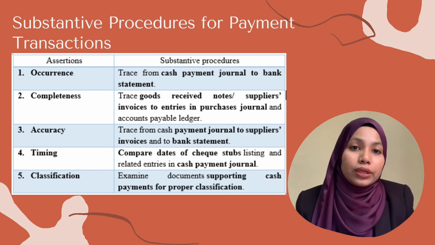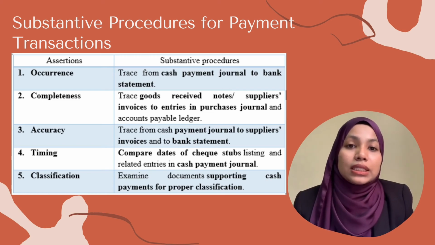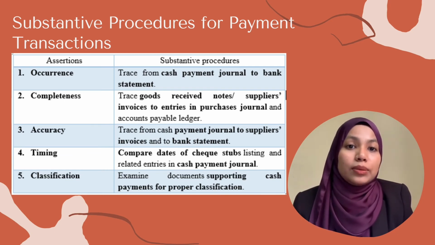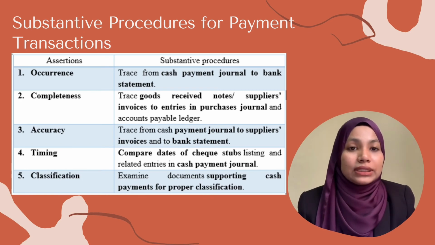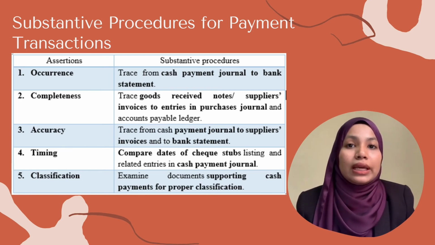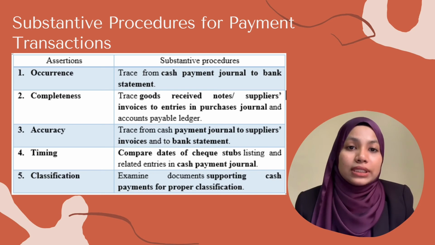First, to verify the occurrence of transaction, the substantive procedures will be traced from cash payment journal to bank statement. For completeness, the substantive procedures will be traced goods received notes or suppliers invoice to entries in purchase journal and accounts payable ledger. For accuracy, trace from cash payment journal to suppliers invoice and to bank statement. And for timing, compare dates of check stubs listing and related entries in cash payment journal.